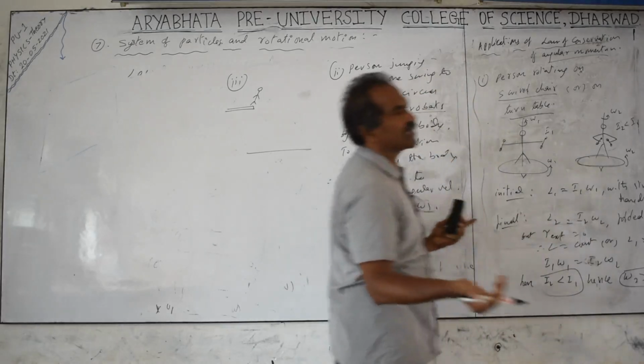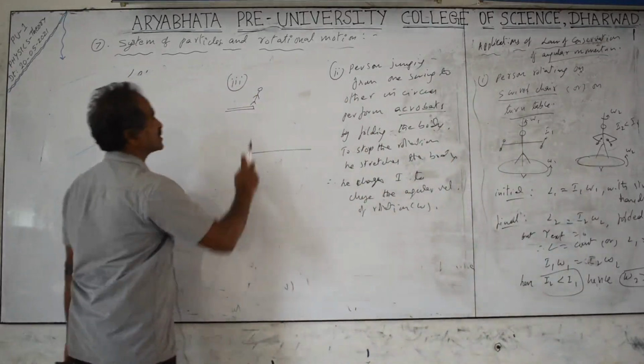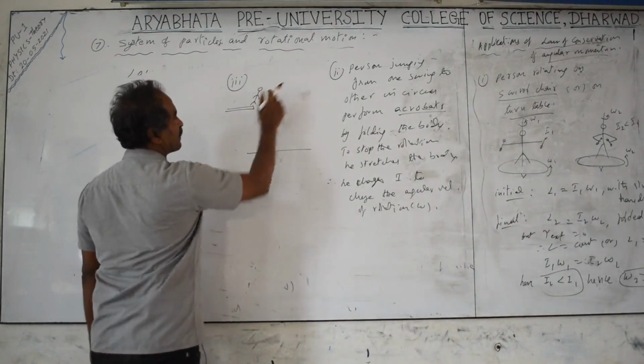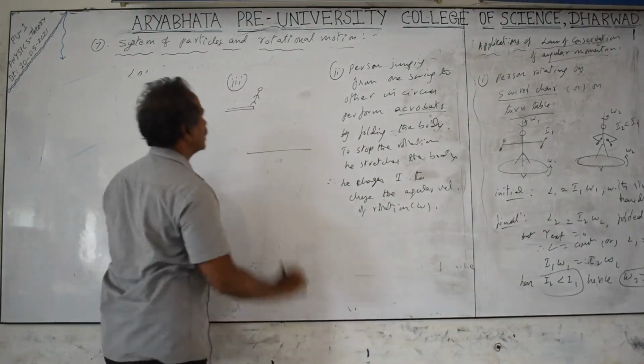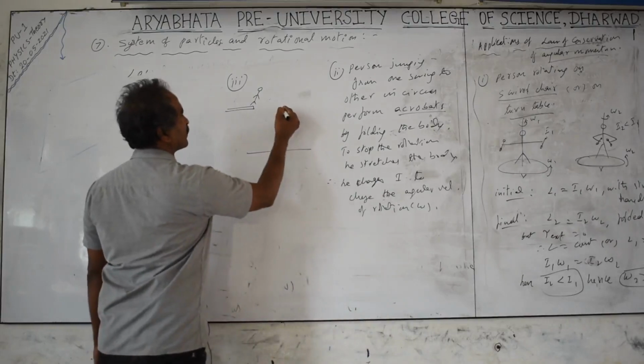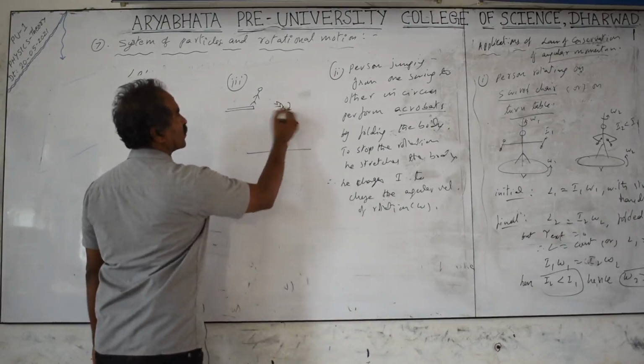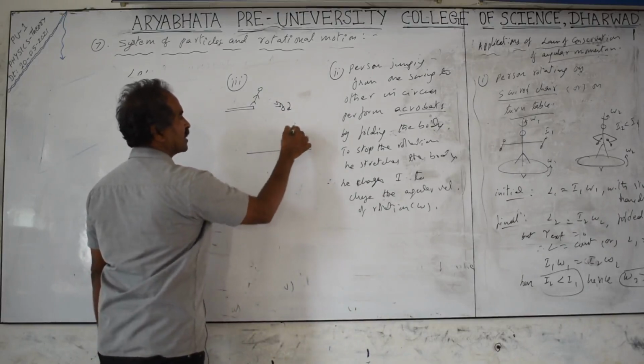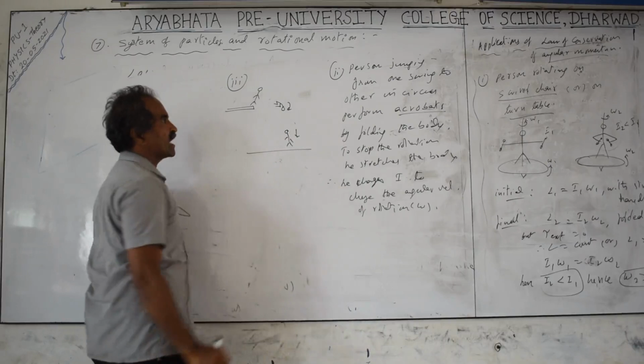Initial omega is 0, so he cannot increase or decrease it. Here he must not jump straight; if he jumps straight, he falls there only. He has to make some angle and then rotate, jump up. While jumping, he automatically takes some omega, and after jumping he folds his body and rotates. When he wants to stop the rotation, he stretches the body. When he stretches the body, the moment of inertia increases, so omega decreases.